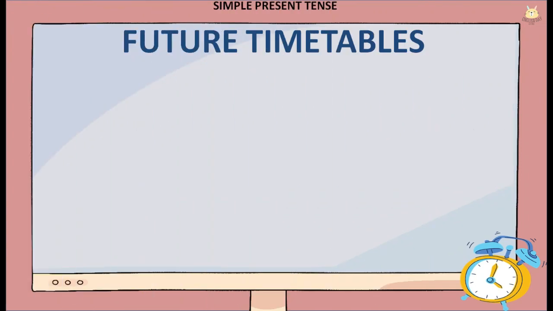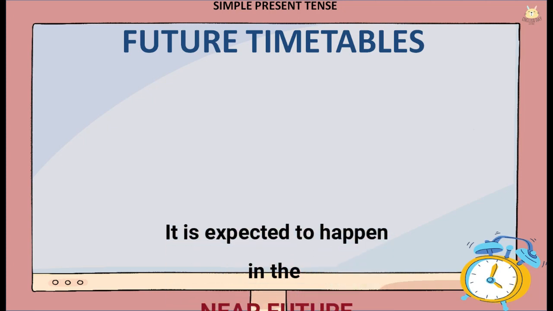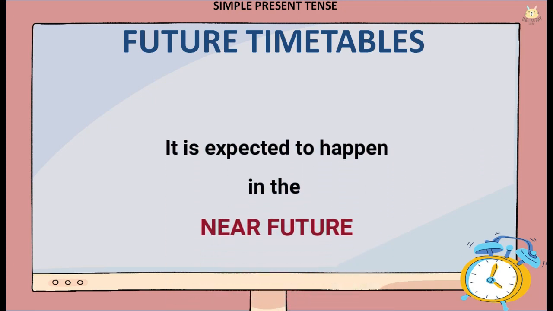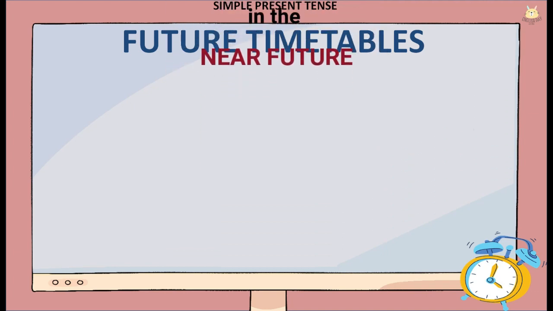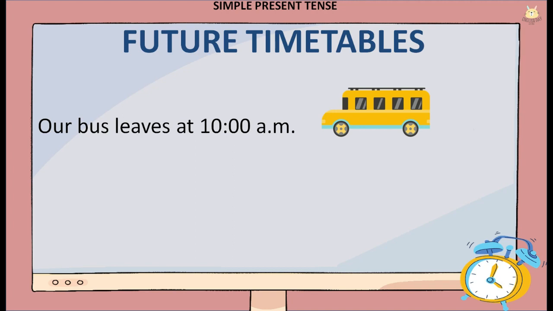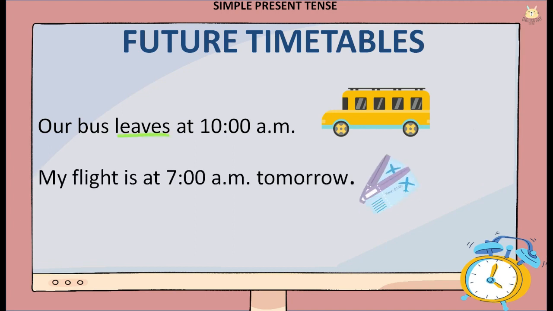And lastly, let's move on to the future timetables. So even though it says future, it does not mean that it is incorrect to use the simple present tense. So when we talk about future timetables, like we expect that this thing happens at some point in the near future, then we can use the simple present tense. Let's have some examples. Our bus leaves at 10 a.m. My flight is at 7 a.m. tomorrow.